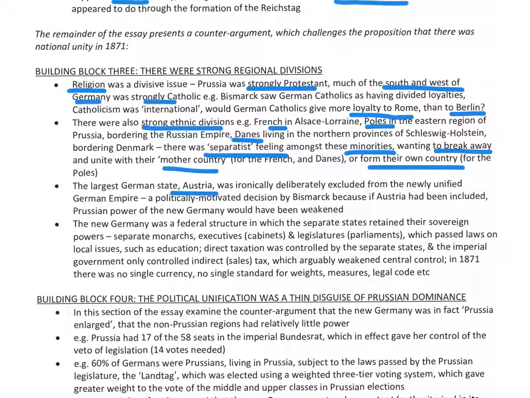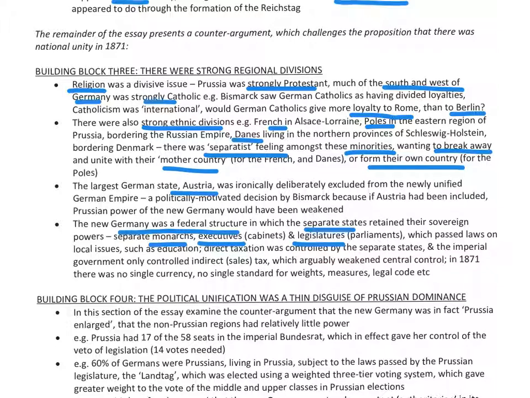And then this notion of Germany being a federal structure. You could clearly use that information to argue there were strong regional divisions as well, because the separate states that were there before 1871 continued to exist within the German Empire, and they kept their old structures. So there continued to be monarchs, there continued to be executives. Remember, executive is the policy-making body, and there continued to be legislatures, elected parliaments in each of the states. They all had local powers.